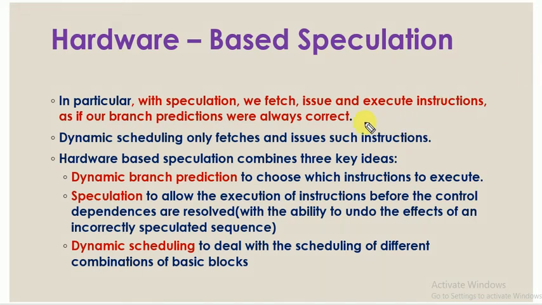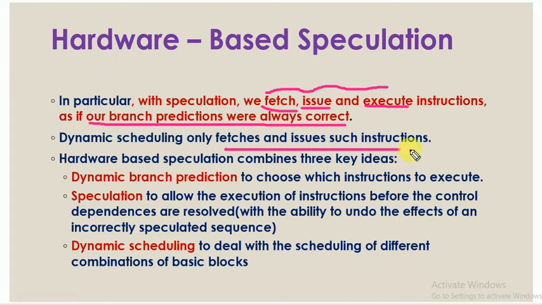Now with speculation, we do the fetch, issue and execute operations. These three operations are the major operations that are part of the 5-stage architecture. In speculation also we do all these operations as if our branch predictions were always correct. We go through all these stages by assuming that our predictions are always correct. It only fetches and issues instructions on the assumption that the prediction is always correct.